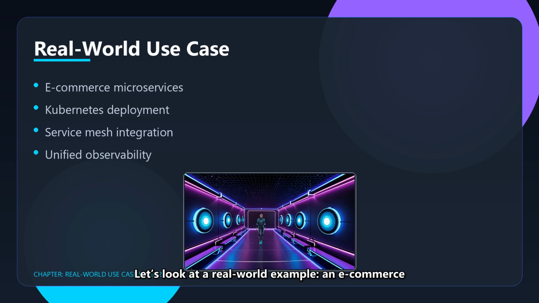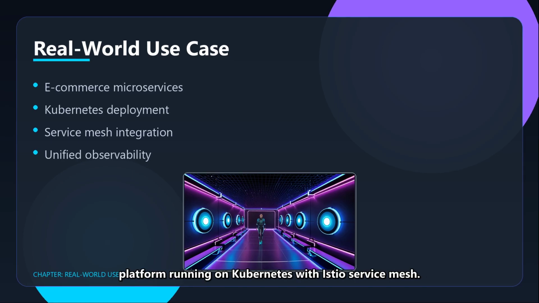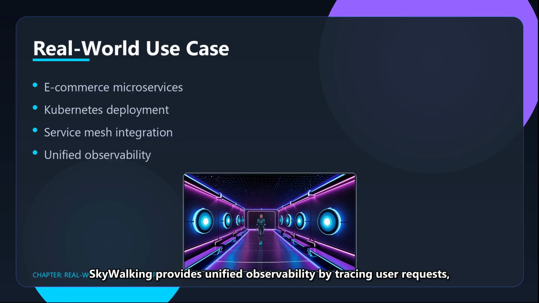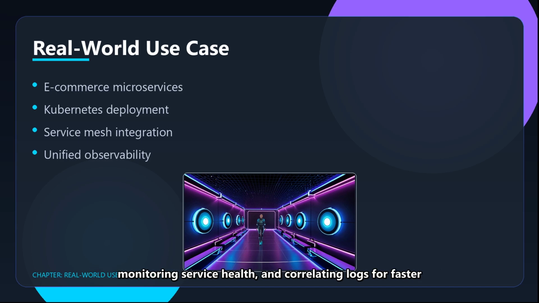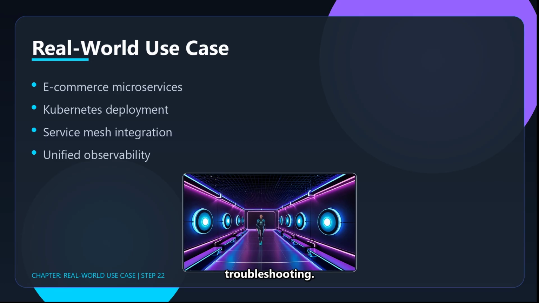Let's look at a real-world example, an e-commerce platform running on Kubernetes with Istio Service Mesh. SkyWalking provides unified observability by tracing user requests, monitoring service health, and correlating logs for faster troubleshooting.